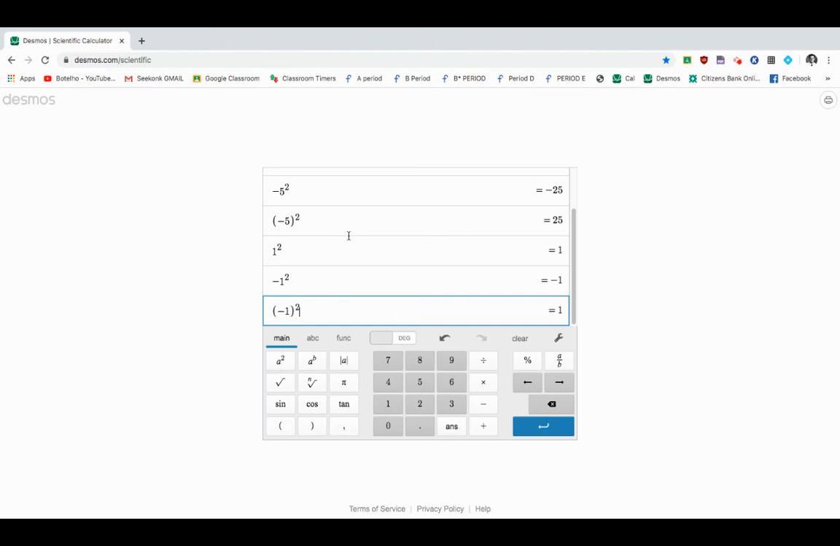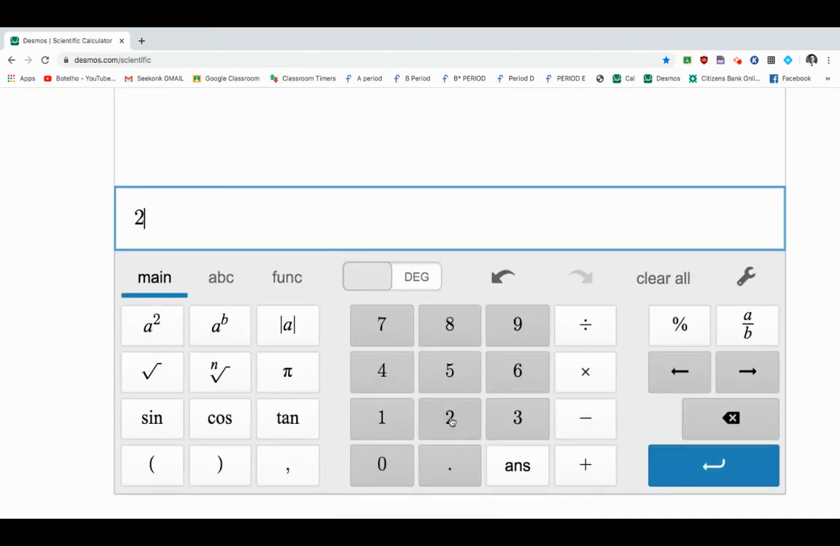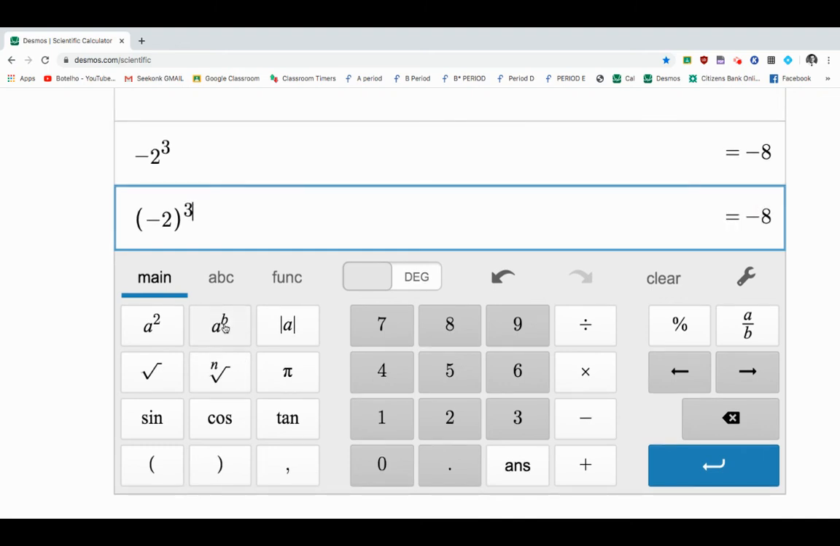So let me just, let's see if I can clear all these at once. Just keep pressing backspace and clear it all for you. All right, so let's do that again here just to prove it to you. So if I do negative 2 to the third power, right? Negative 8. Same thing if I do in parentheses negative 2 raised to the third power, it's still negative 8.